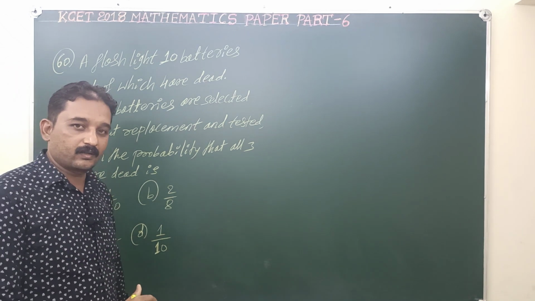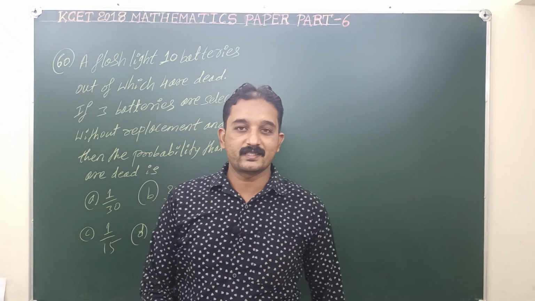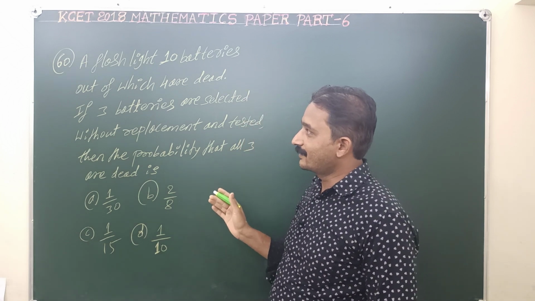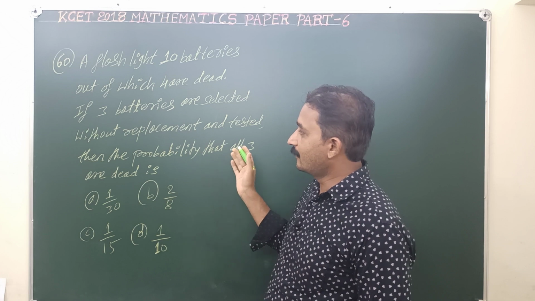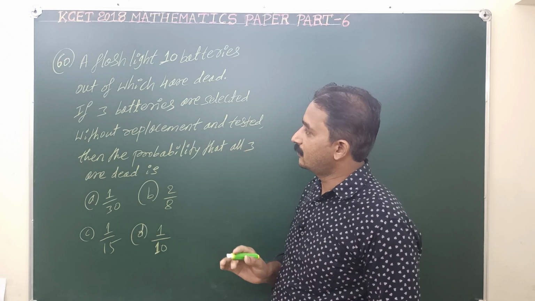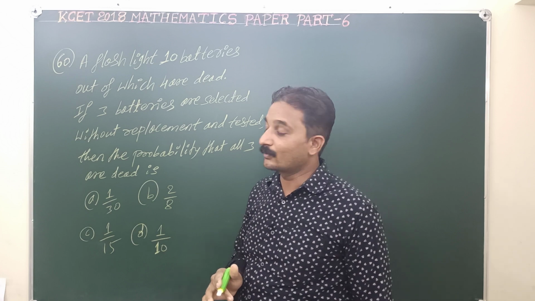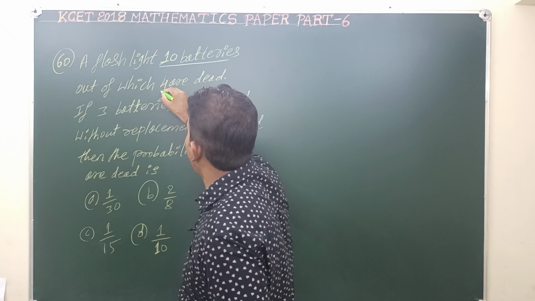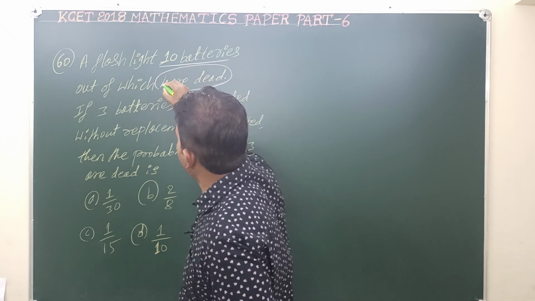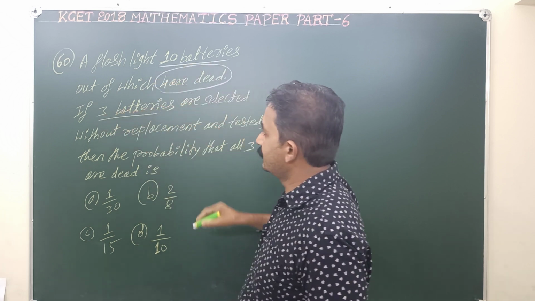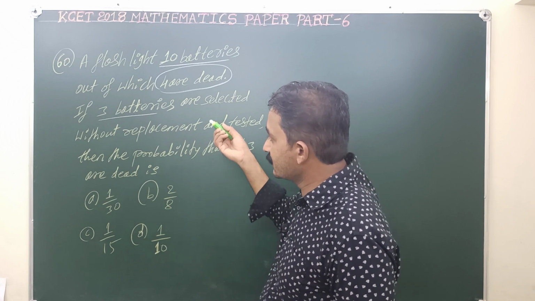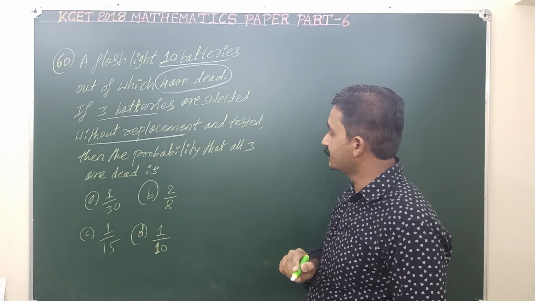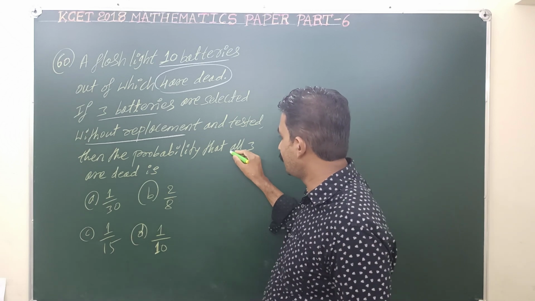Now let us move on to the last question of this video, question number 60. Once again this question is based on the chapter probability, same as question number 59, only the numerical values change in this case. So it depends on the multiplication theorem rule. There are 10 batteries, out of which 4 are dead, very important. If 3 batteries are selected without replacement, then the probability that all the 3 are dead.